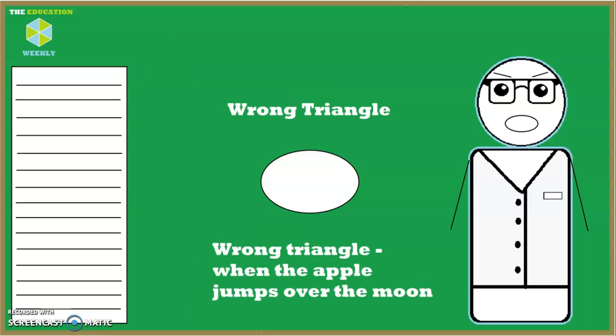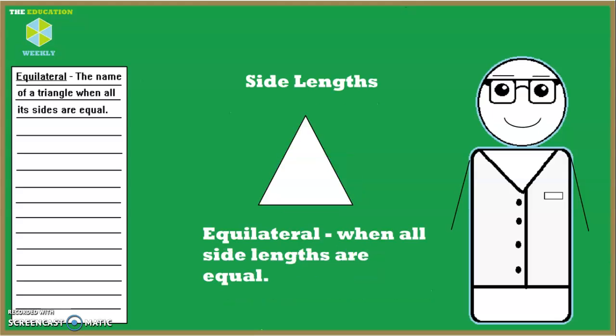And finally, we have the wrong triangle. A wrong triangle is when... wait a minute, wrong triangles don't exist. Okay, let's move on to side lengths.